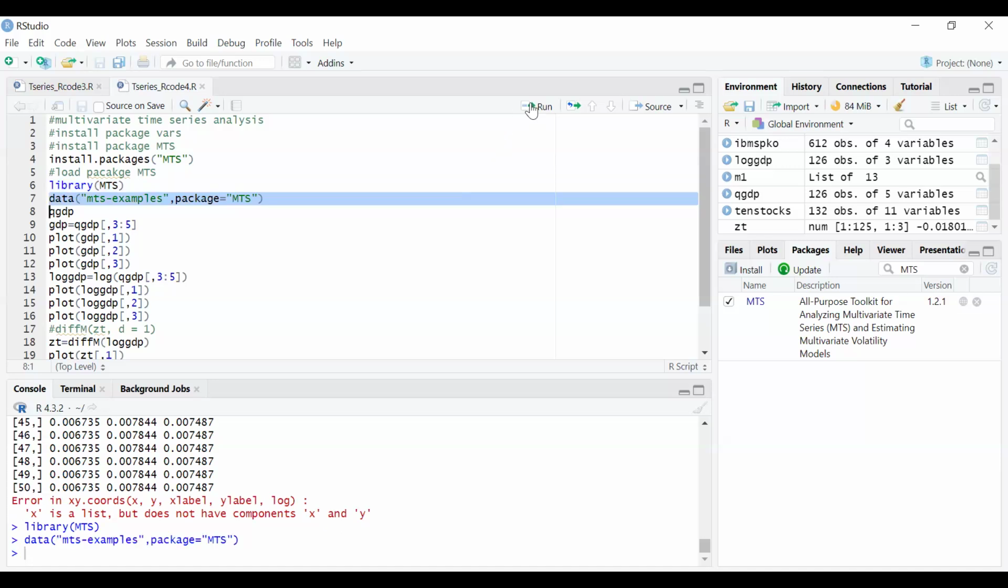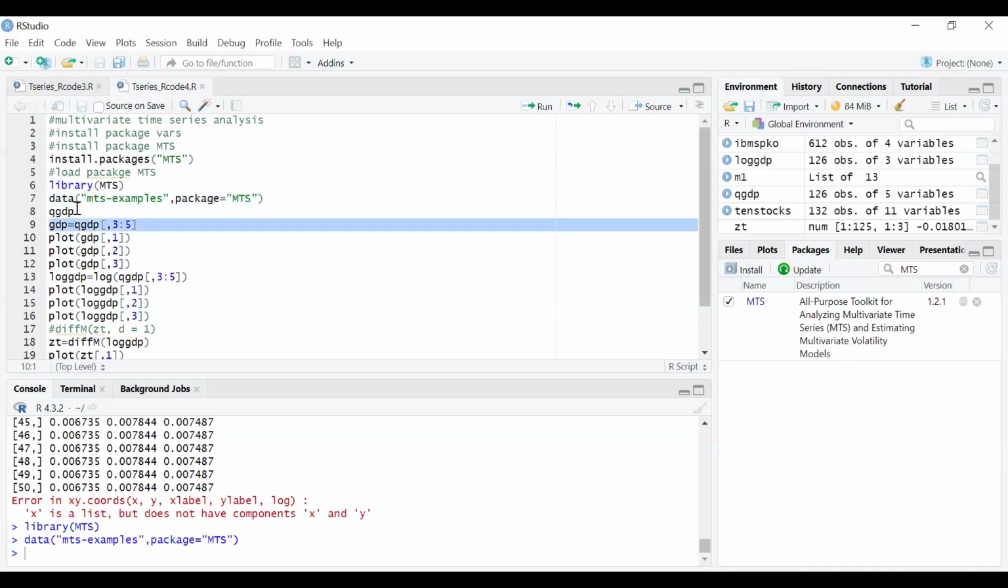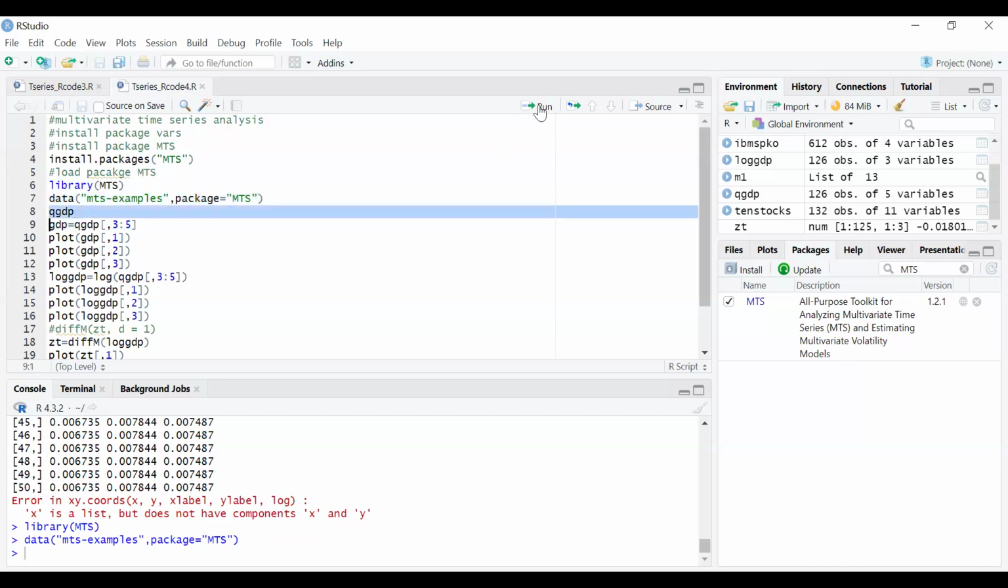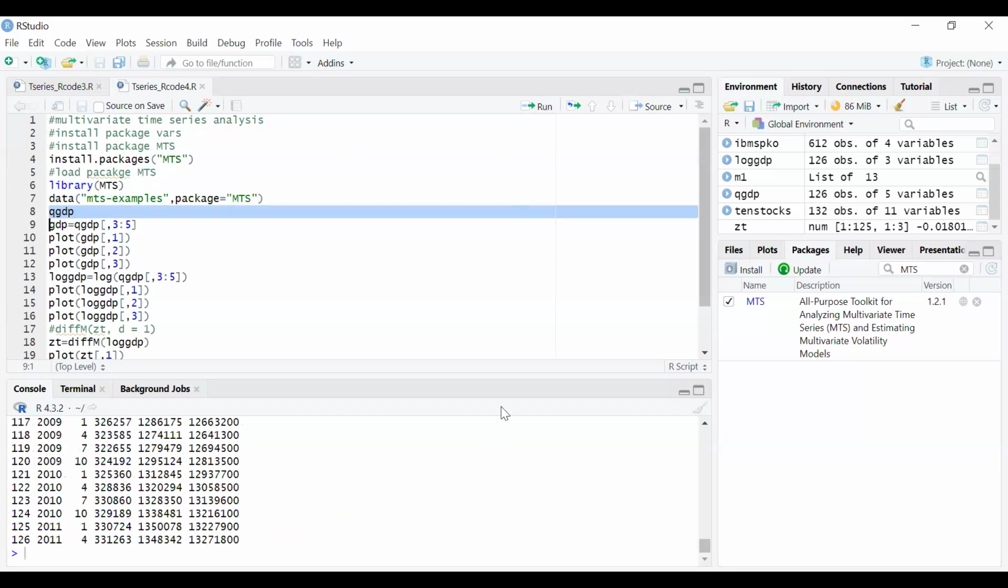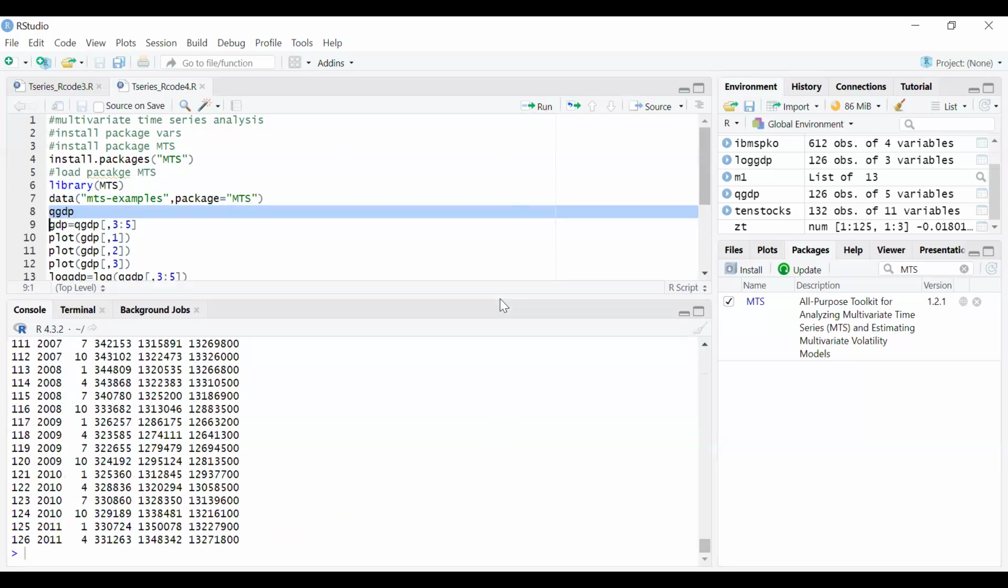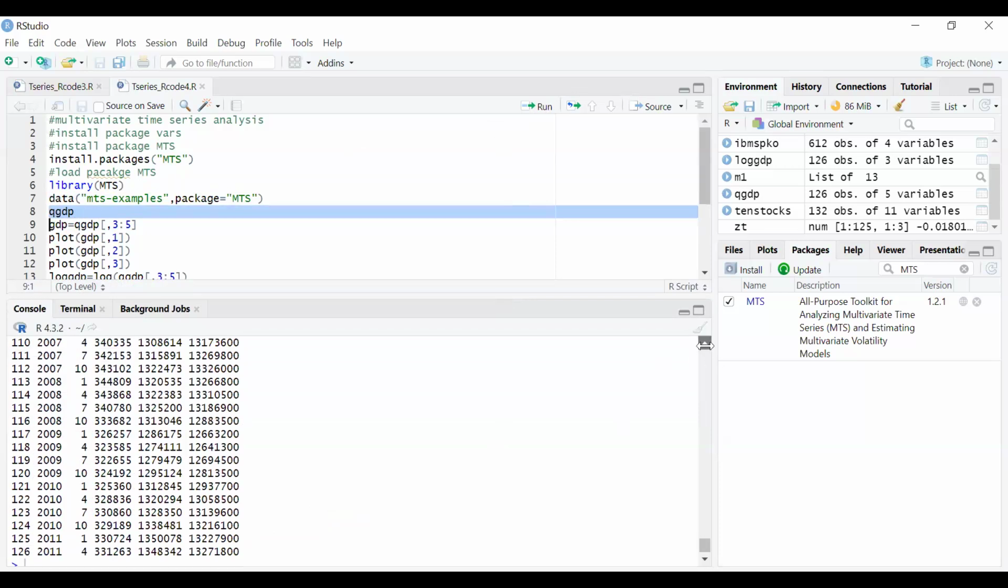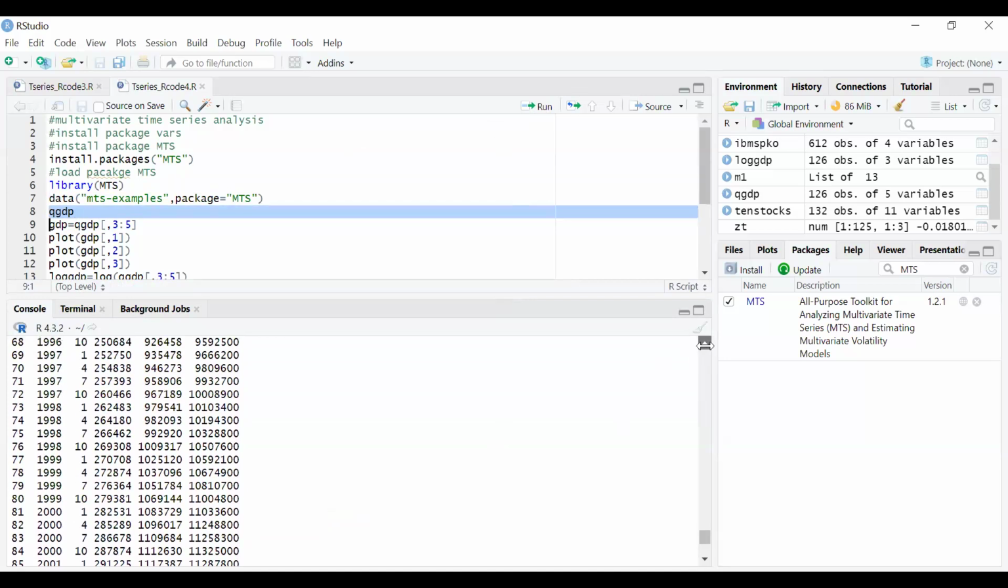So that will give us access to some of the good data sets that are available with that package. We'll be using one such data set. Just execute the line number 8. So that will be our data set. What it is actually giving us is the quarterly information on the GDP of big economies.